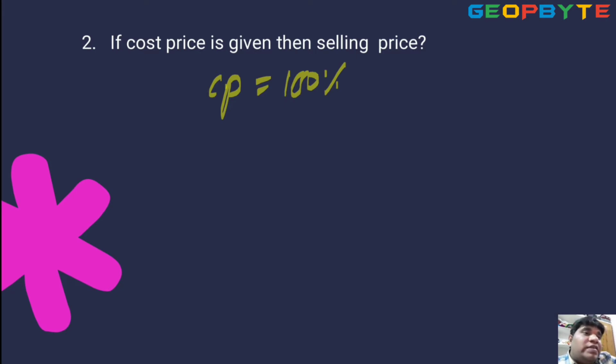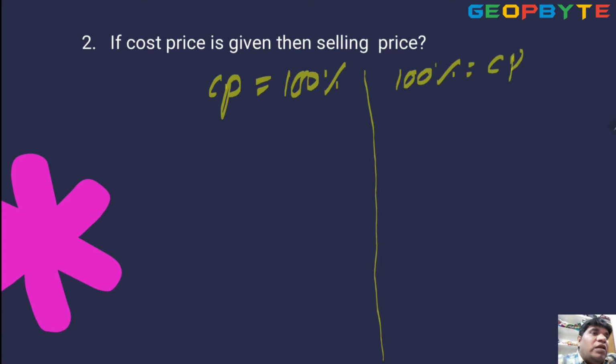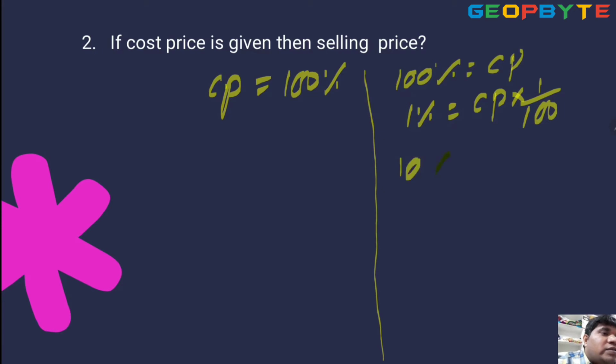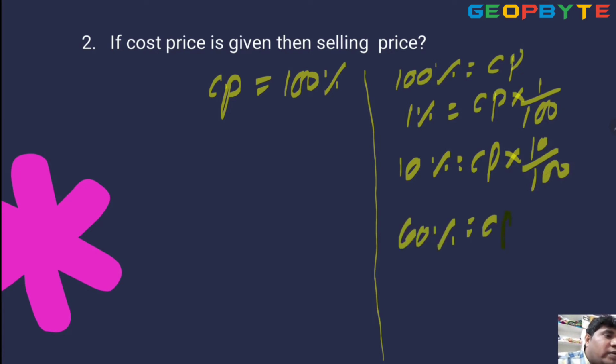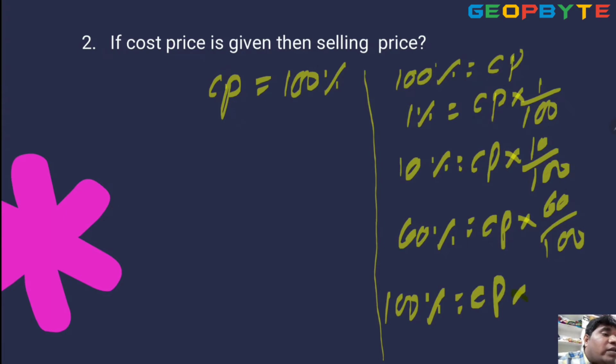Suppose I write the same information like this. 100% is equal to CP. I want 1%, that means CP into 1 by 100. I want 10%, CP into 10 by 100. I want 60%, CP into 60 by 100. I want 100%, that means CP into 100 by 100.